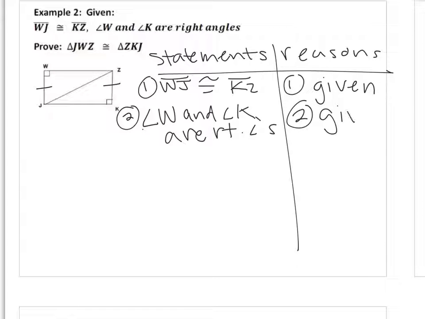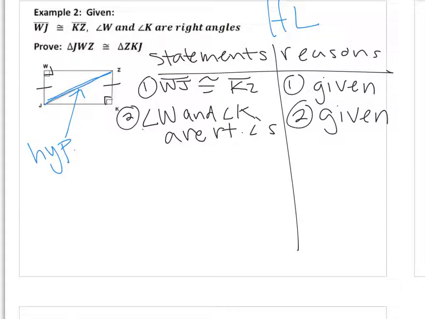Given. Alright, here's where I have to kind of think ahead. So I know that I have a side and I know I have right angles. What would be another piece that I know? I know that I have this reflexive side. What is this reflexive side called in each triangle? Hopefully you're thinking it's the longest side across from the right angle, so it would be the hypotenuse. So this one's going to be proven by HL.